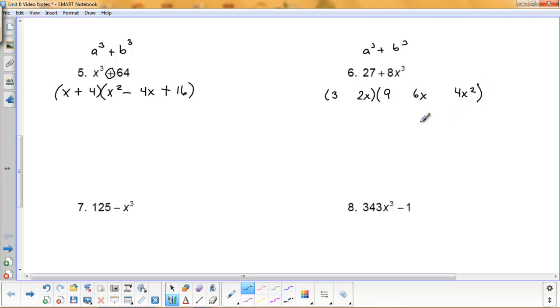Another common mistake made is by leaving this 2x squared, not squaring the coefficient as well. You gotta remember the entire number is a, therefore you have to square the entire thing. Both the 4 and the x squared are my correct result. SOAP, same, opposite, always positive.